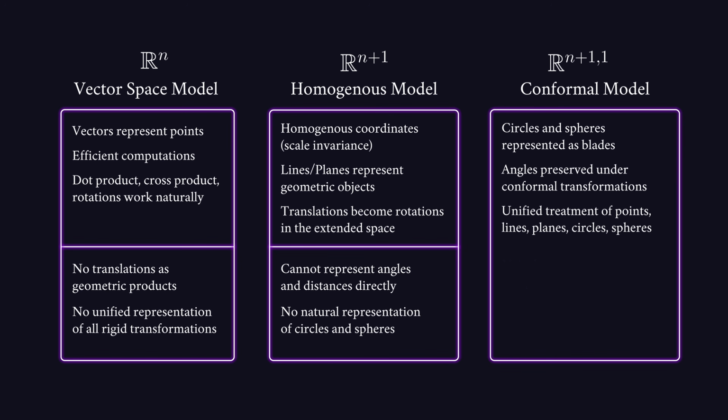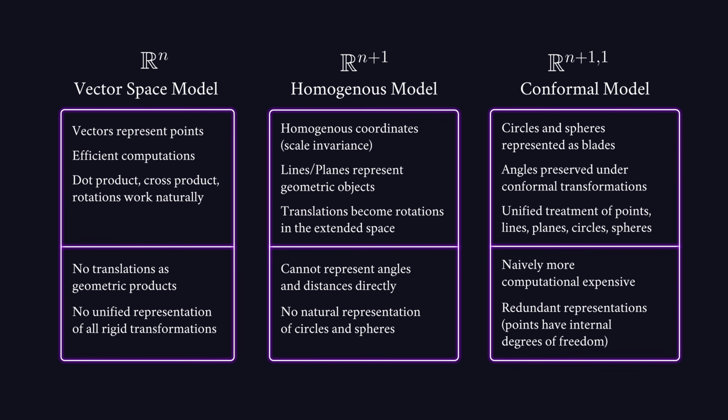Now, if you implement this naively, then of course it's more computationally expensive, and you also have some redundant representations. For example, points have an internal degree of freedom. So, well, yes, they also have disadvantages, but many advantages over what we've seen so far, which is the vector space model.